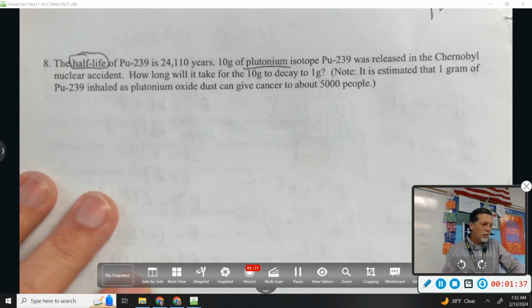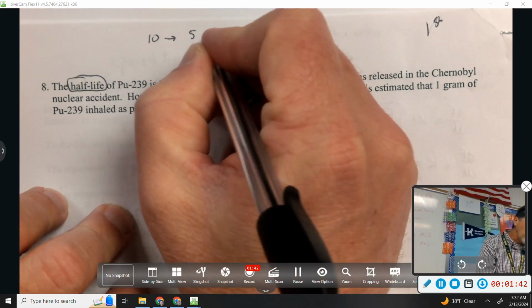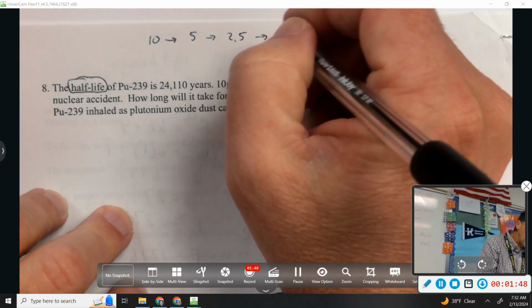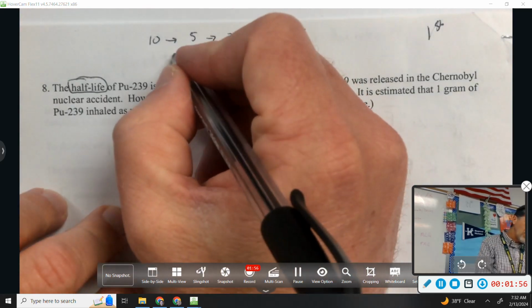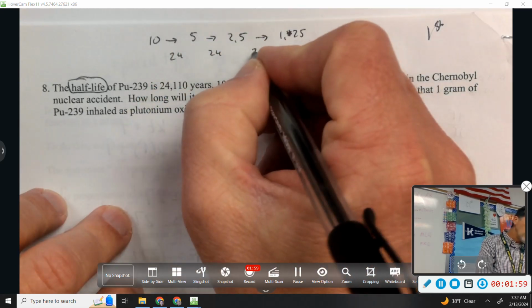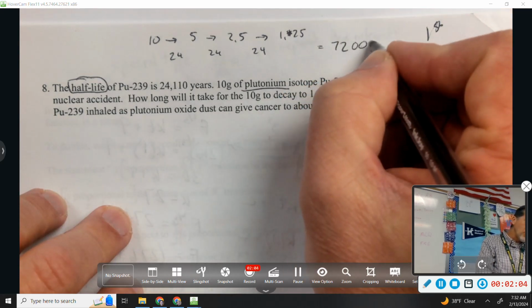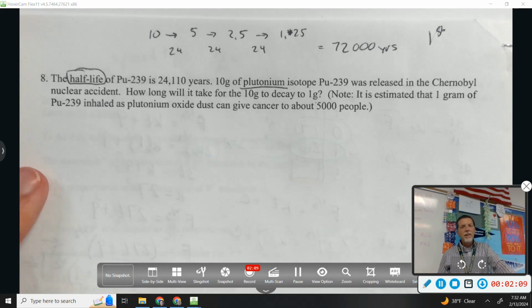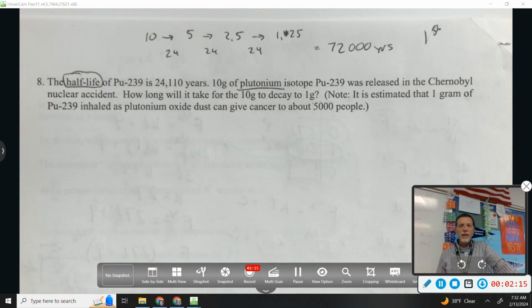Even before I'm starting this problem, if I started with 10, to get to 5 would be 24,000 years, and then to get to 2.5 would be another 24,000 years, and then to get to 1.25 would be another 24,000 years. So 24, 24, 24. So that's 72. So at least 72,000 years before that 10 grams gets all the way down to 1 gram. So even before I do the math on this, I can have an idea of where I'm headed.